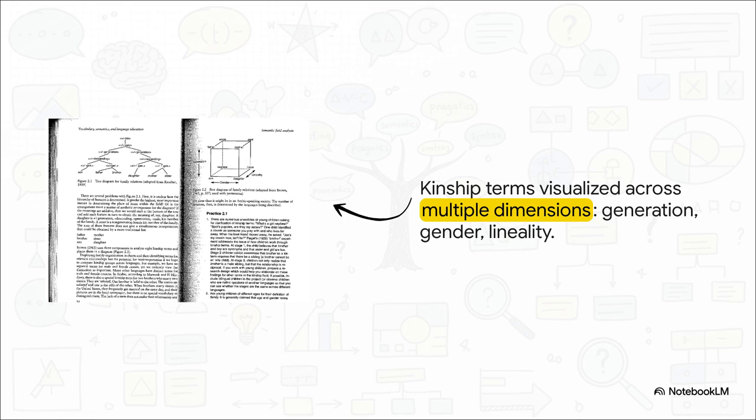You've got generation, gender, and lineality, which is how directly related someone is. This really shows that meaning isn't just a jumble of words, it's a highly structured, multidimensional system.